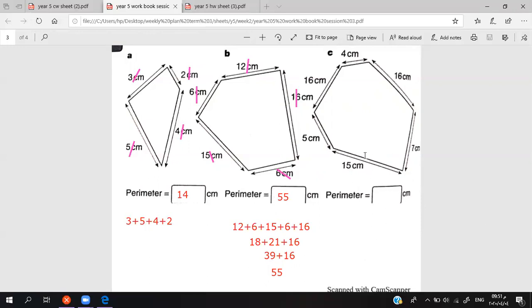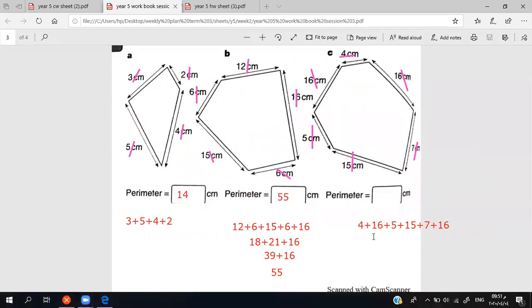Now I'm going to add a 4, then a 16, and then a 5, and then a 15, and then a 7, and then a 16. Okay, so 6 sides. Let's check. 1, 2, 3, 4, 5, 6, like this. Yes, they are all here.